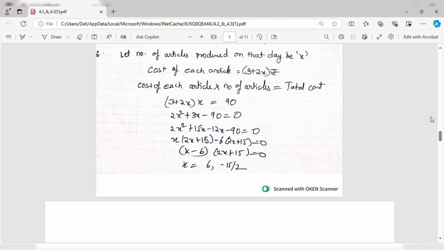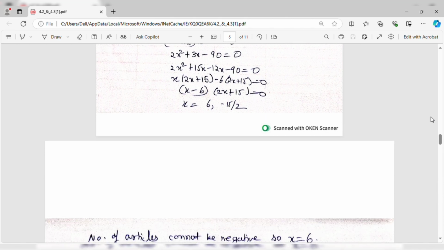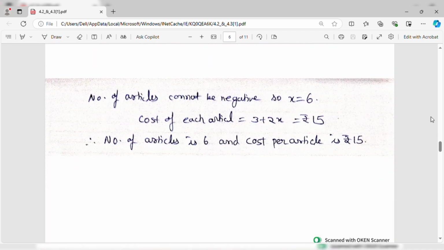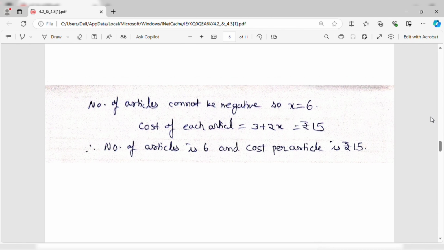So we will first assume the number of articles produced on that day be x and the cost of each article is 3 plus 2x. Cost of each article multiplied by the number of articles would be the total cost. So we will get an equation 2x square plus 3x minus 90 equal to 0. And after solving it, we will get x equals 6 and minus 15 by 2. The number of articles cannot be negative, so we will take x equals 6 and the cost of each article would be rupees 15. So the number of articles is 6 and the cost per article is rupees 15.